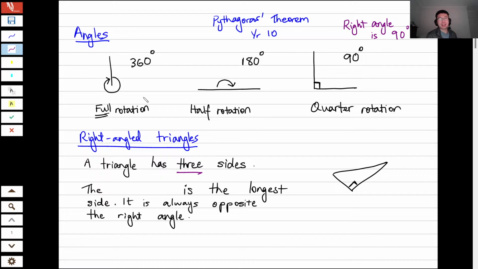And I want to teach you a word. That word is hypotenuse. Sounds very long and technical, but it's very simple. It just means the longest side.